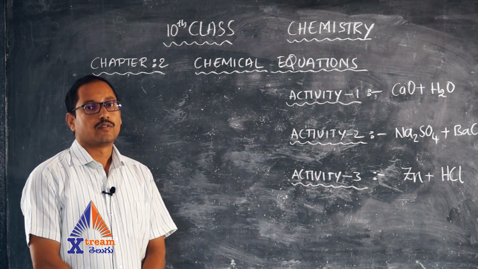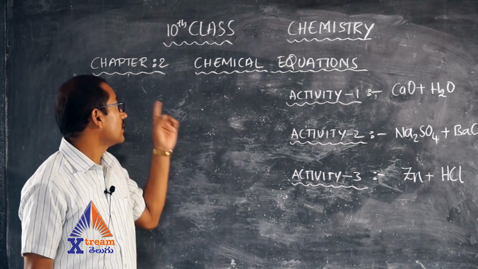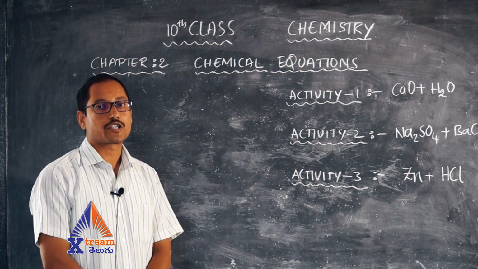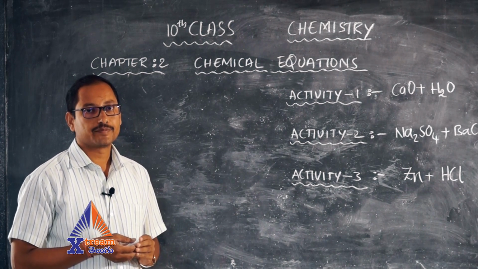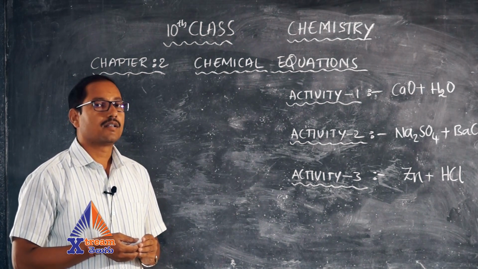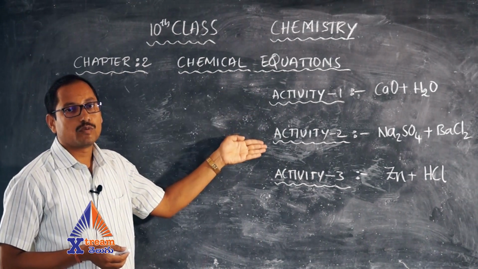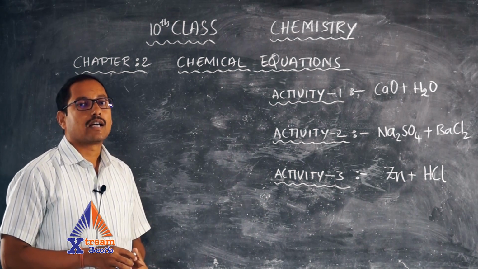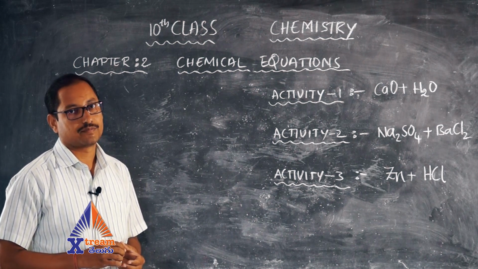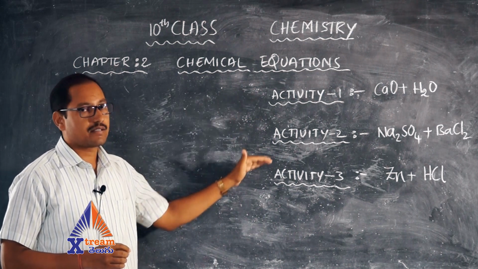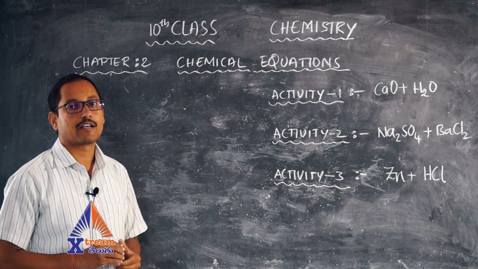Today we are going to see 10th class chemistry, lesson number 2, chemical equations. This is the first lesson in chemistry. Here in this topic we are going to see activity 1, activity 2 and activity 3. And after seeing these three activities, we are going to derive our conclusion. These three activities are very important, and many times for 2 marks these activities have been asked.